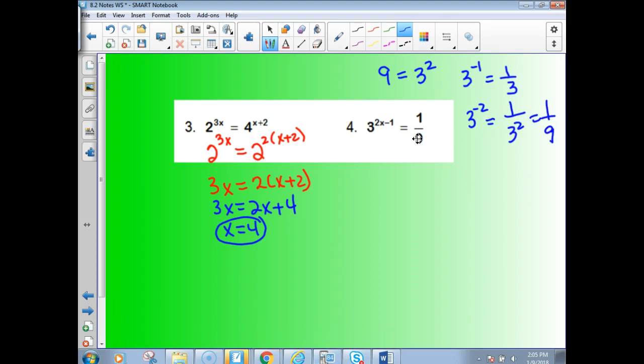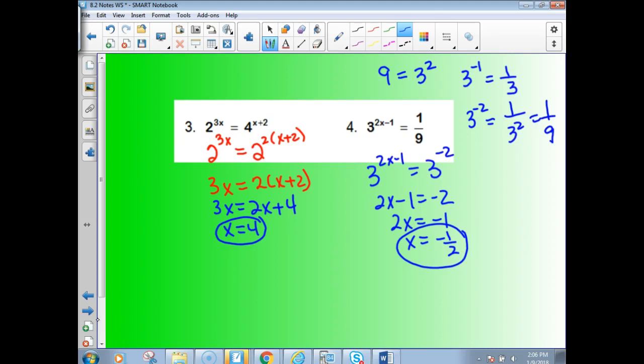So I'm going to trade 1/9 for 3 to the negative 2. Okay, how many of you saw that before? I kind of was eking it out there; I wanted to give more people a chance to think. All right, so now once the bases matched, we drop the bases and set the exponents equal. We would need to add 1 to both sides. That would give us -1. Divide by 2, and we get -1/2.